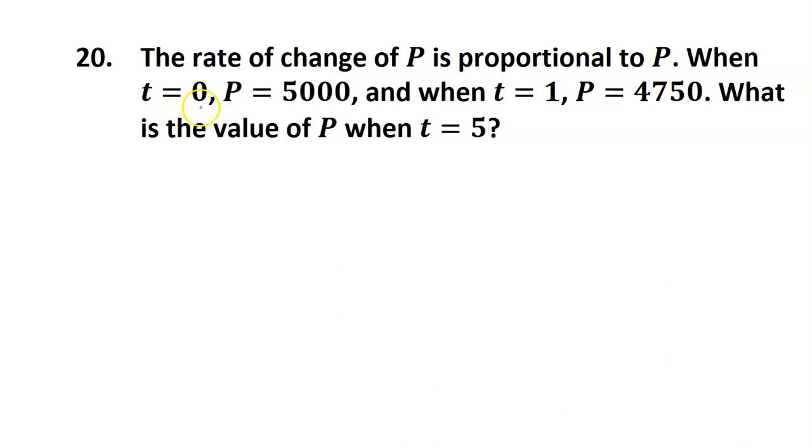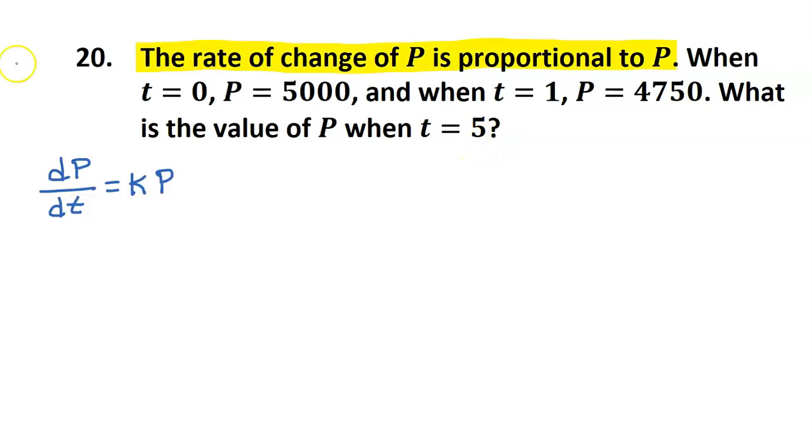Number 20. The rate of change of p is proportional to p. When t equals 0, p equals 5,000. When t equals 1, p equals 4,750. What is the value of p when t equals 5? The rate of change of p is proportional to p means dp/dt equals k times p. But the fun part is, this is the shortcut: the rate of change of a quantity is proportional to itself.